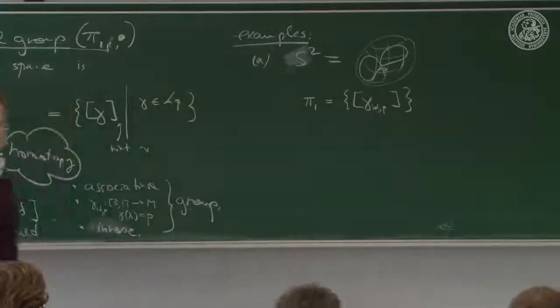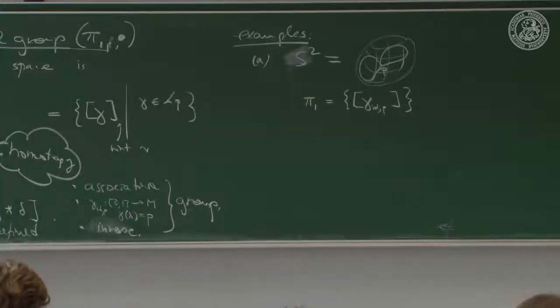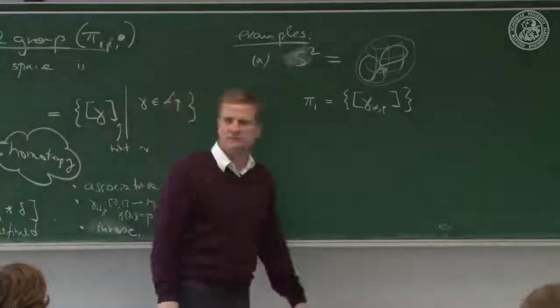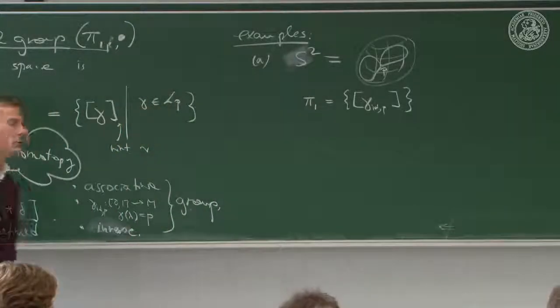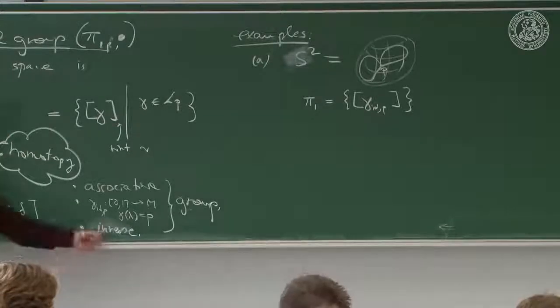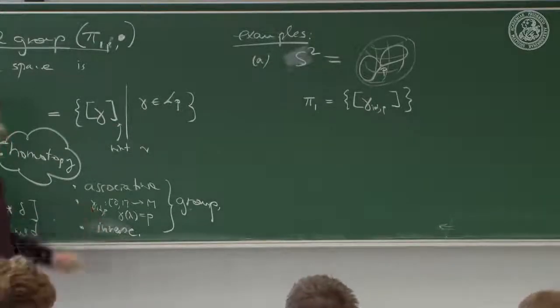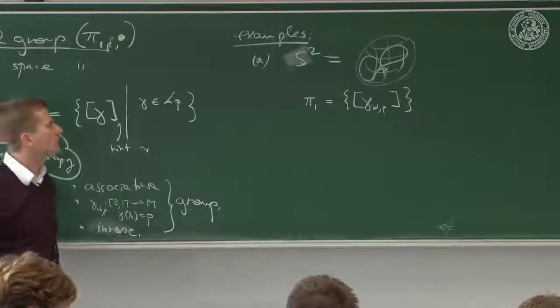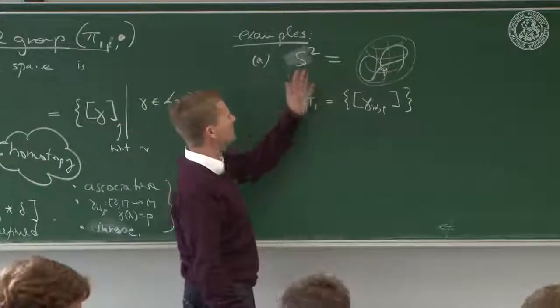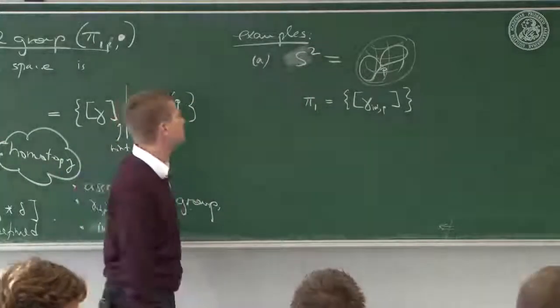There's only one class in there. The group consists of one element. So, one element group. And that is its own inverse. A group always needs at least one element because there is the existence of a neutral element. Okay, so that's very simple. That's a very simple fundamental group.